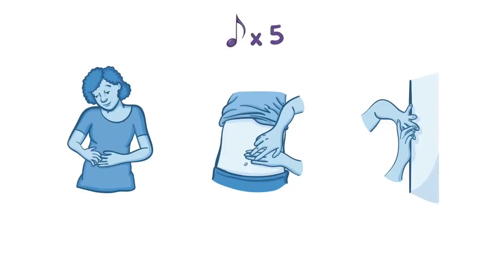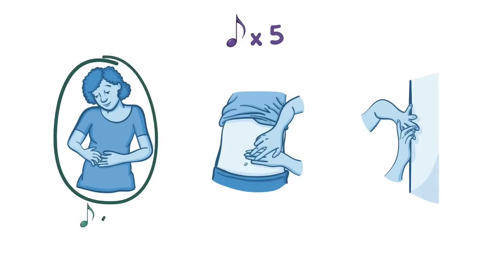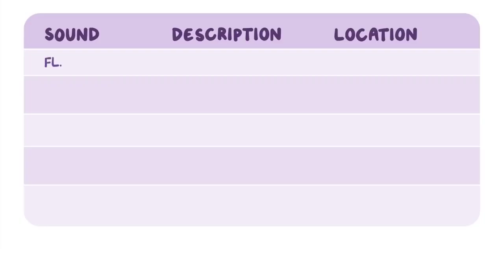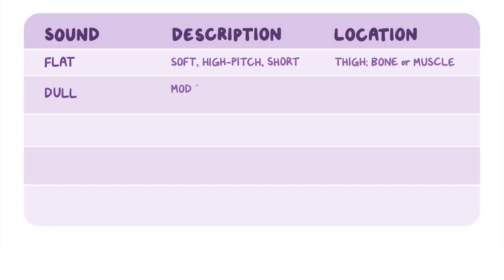There are 5 musical notes you can hear during percussion. If you're practicing on yourself, you can hear 4 of the 5. A flat sound is a soft, high-pitched, short sound that can be heard when percussing the thigh. Flat sounds can be heard when percussing bone or muscle. A dull sound is moderately loud, lower in pitch, and longer in duration than a flat sound, and can be heard when percussing the liver.